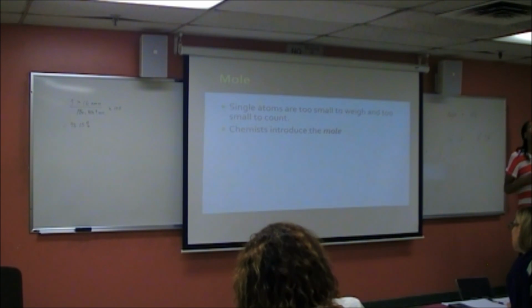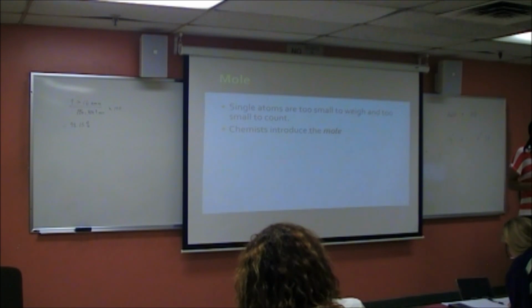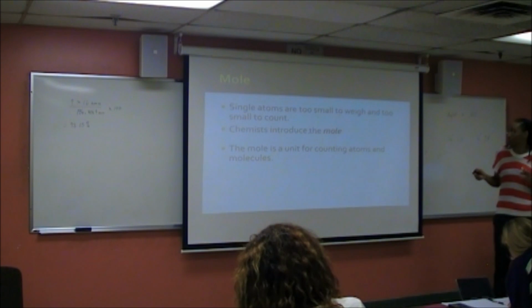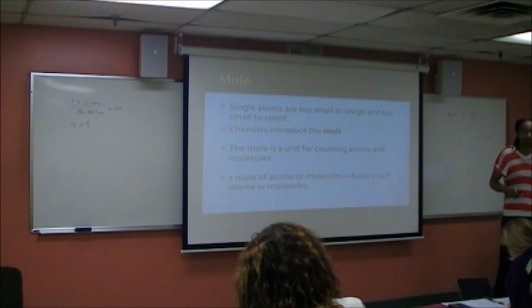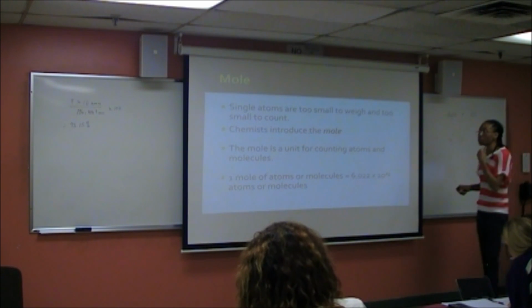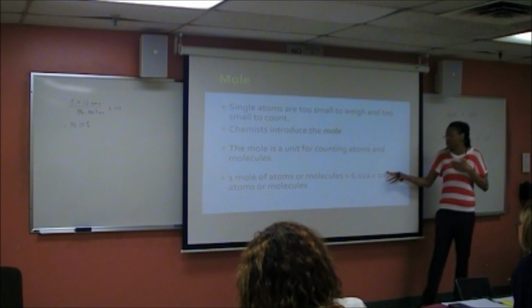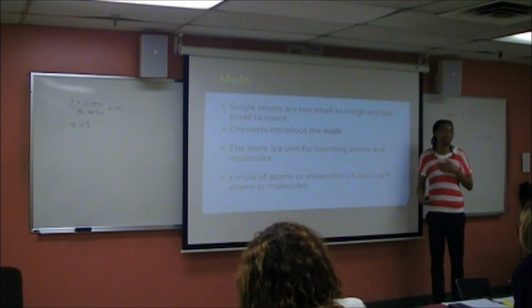So we now have the mole. The mole is a unit that represents a specific number. What number is that? Avogadro's number. 1 mole of atoms or molecules is equal to 6.022 times 10 to the 23 atoms or molecules.